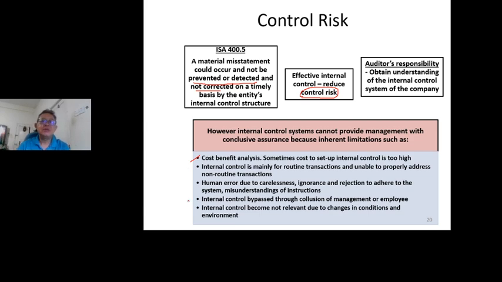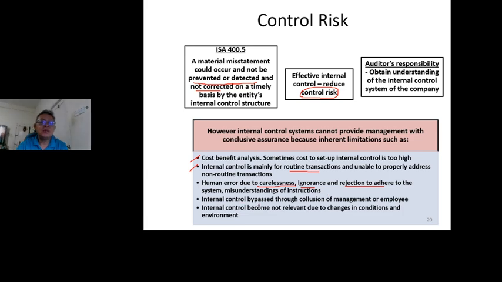Now, internal control is mainly for routine transactions, because for non-routine transactions we are sometimes not able to have internal control due to limitations in resources to implement it. As I said earlier, internal control can also be overruled. Why? Because of carelessness, ignorance, and also rejection from the employees, and also sometimes the employees might not understand the instruction. They don't internalize the internal control. They are not in the system yet. They are not in the culture yet.